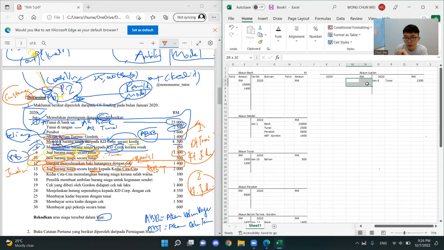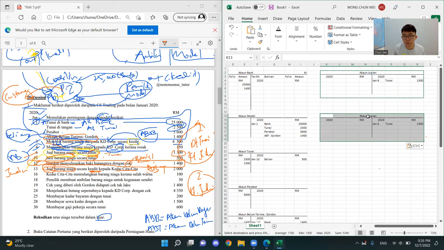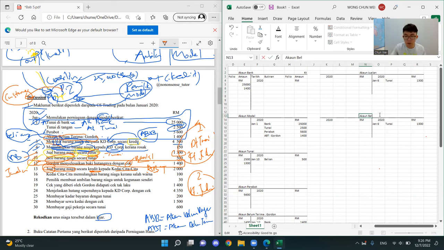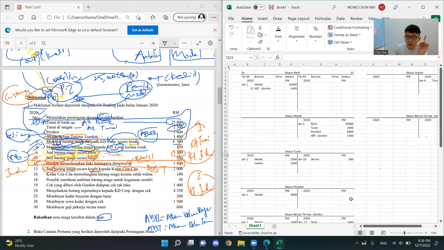So for jualan, you can skip some lines, right? You can skip 5 to 6 or 7 to 8, up to you. Account belum terima. The name, must write the name. If not, I don't know siapa tu. It is kedai cita-cita. So write kedai cita-cita. So now, debit or credit? Think, when you draw barang, barang niaga itu apa? Keluar. Therefore, I know I must credit my jualan.